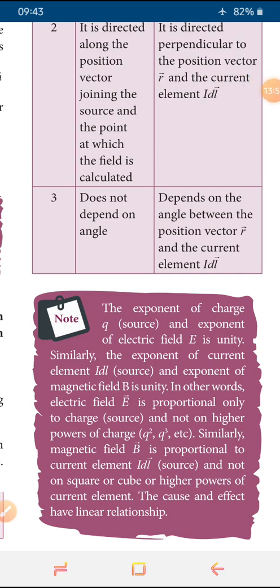and here it's giving the exponent of charge and exponent of electric field. So these two are taken as unity, and like that the exponent of current element Idl also will be taken as unity, and the exponent of magnetic field B is also taken as unity. In other words, we can say E vector is proportional only to the charge, not on the higher powers, and like that magnetic field is also proportional to the current element and not on square or cube or high powers of current element. So the cause and effect are giving a linear relation. So what relationship is it giving? Linear relationship.